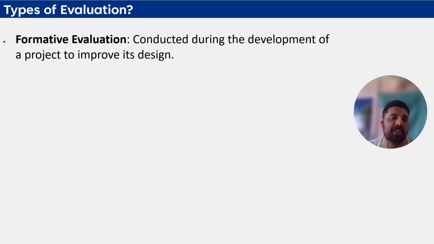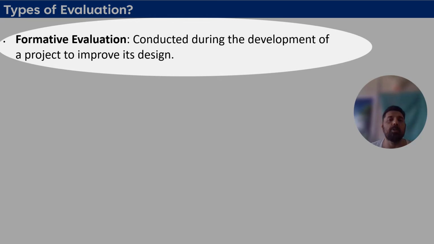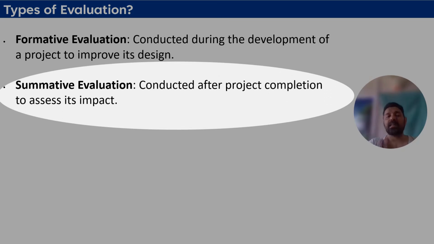There are several types of evaluation. Formative evaluation is one of them. Formative evaluation is conducted during the development of a project to improve its design. It is regular, to see any challenges and issues in the activities to improve the design. Then there is summative evaluation, just like we do final exams in school, conducted after completion of the project to assess its impact. So formative evaluation is conducted during the project, while summative evaluation is conducted after project completion.